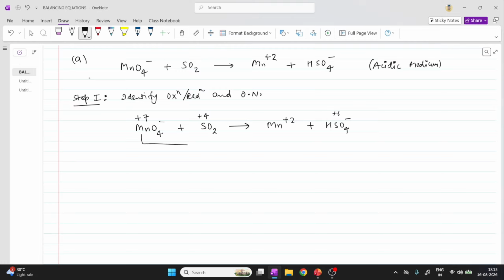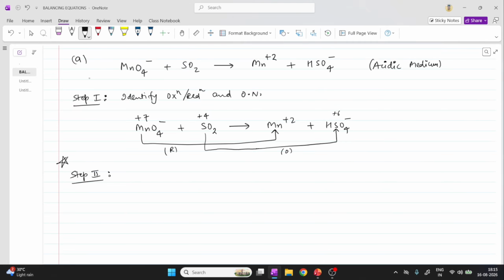Now manganese is moving from plus 7 to plus 2, that means a decrease of 5. So this will become reduction, and sulfur is moving from +4 to +6. That means an increase of 2 units. So this is oxidation. Fine. Now step 2.